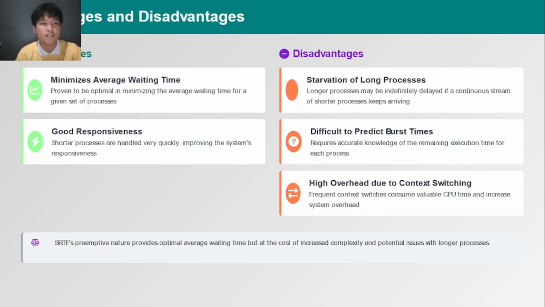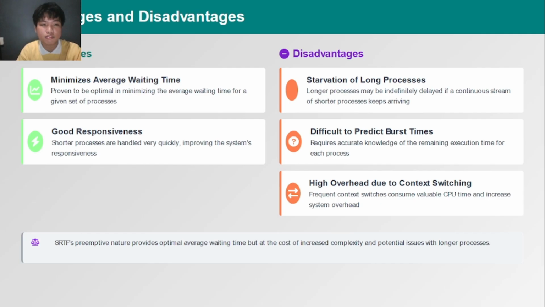Here we have the advantages and the disadvantages. However, there is no such thing as a free lunch. The advantages are minimized average waiting time and good responsiveness, with excellent responsiveness for short processes. The disadvantages are starvation of long processes, difficulty predicting burst time, and high overhead due to context switching. It can cause starvation if short processes keep arriving and a long process might never get to run.